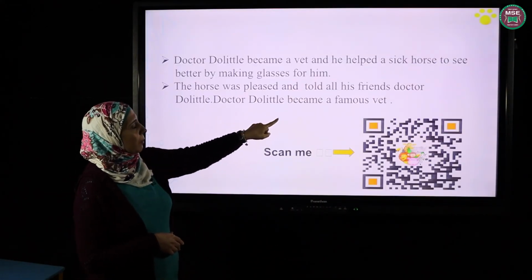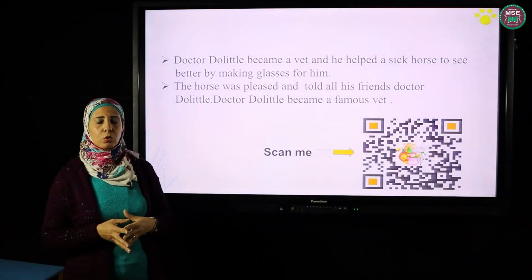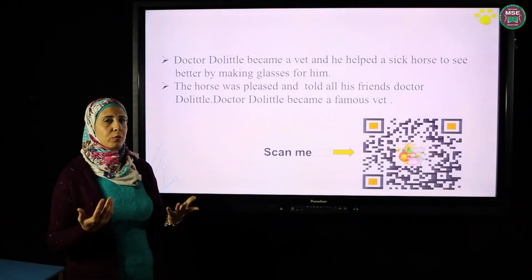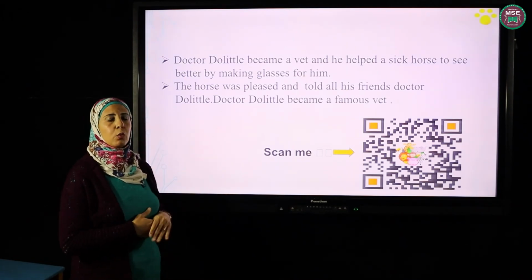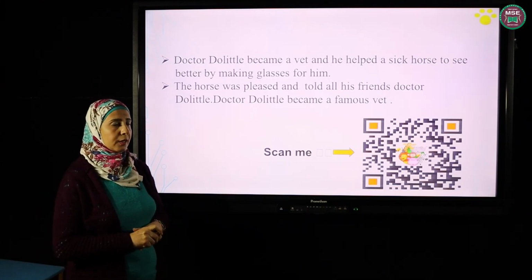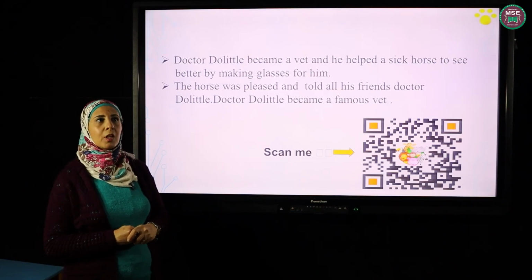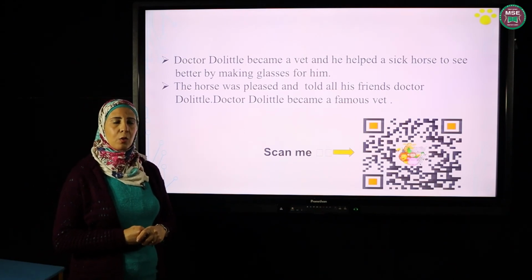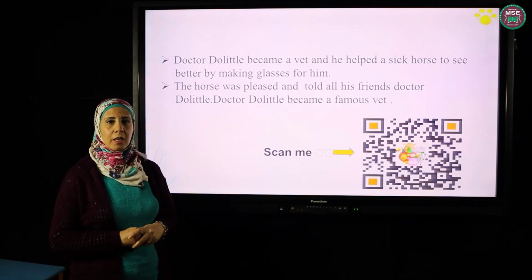Dr. Dolittle became a famous vet. Okay, all the animals are talking together. All of them told each other about the doctor, especially the horse. He went to his friends and told them about Dr. Dolittle, and he became famous. Do you think he needs money now? No, he doesn't, because now he had a lot of money, because he had a lot of patients.